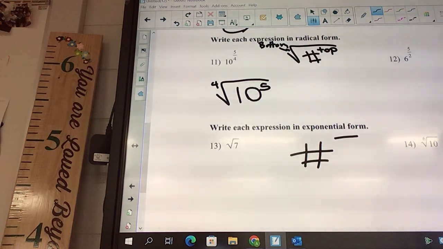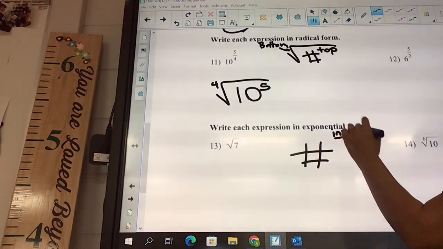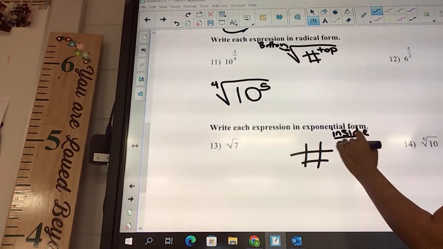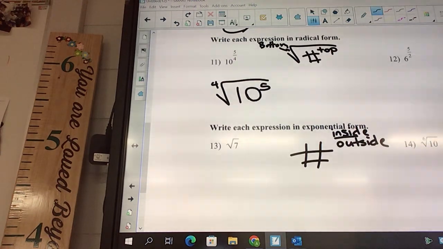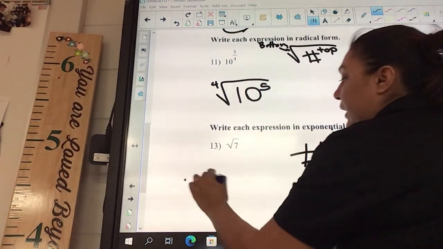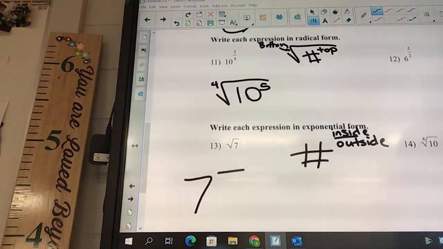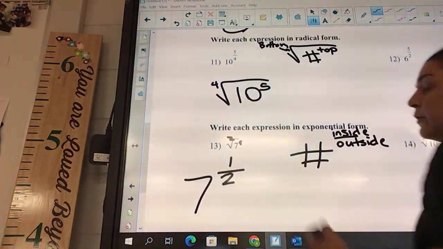When we write it in exponential form, this is going to be the inside number over the outside number. So if we're looking at this one, obviously our big number is going to be 7. What is on the inside? A 1. There's really a 1 here and a 2 here. So it's going to be 1 over 2.